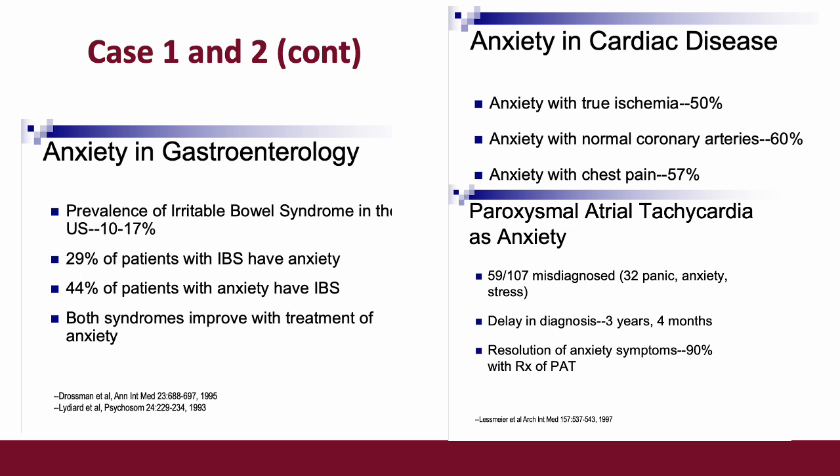If we think about our second case, anxiety and cardiac disease is also incredibly common. Anxiety happens in people with normal coronary arteries, and it also happens, of course, when there's chest pain or if there's ischemia. We also have, with paroxysmal atrial tachycardia as anxiety, a high amount of misdiagnosis, delays in diagnosis, and also that if a patient has their tachycardia treated, they can also have a resolution of their anxiety symptoms.